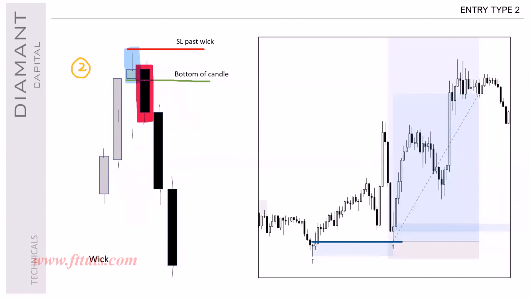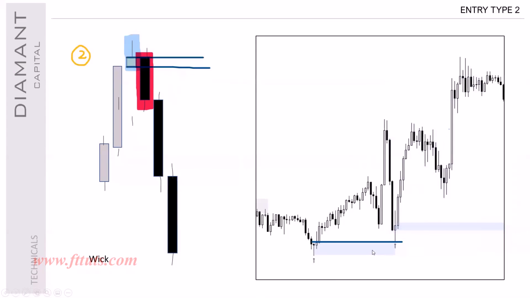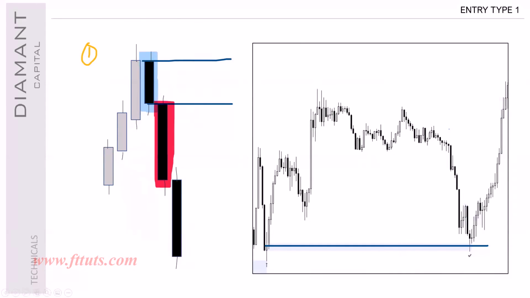So it could be off the wick, it could be off the body. If you really want to play it safe, the safest way with the largest stop loss would just be the wicks and then set stop loss past the whole candle. So yeah, that's it for this lesson, guys. Hope you understood. Just please take notes on what I've done, draw it up, and also look on TradingView, look back test, see what's going on. And yeah, hopefully it all makes sense.